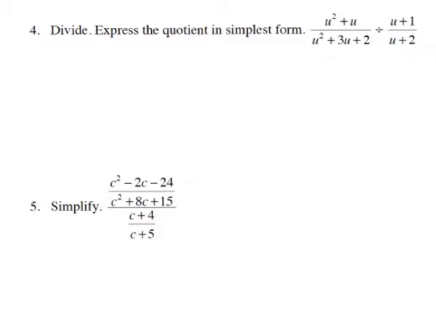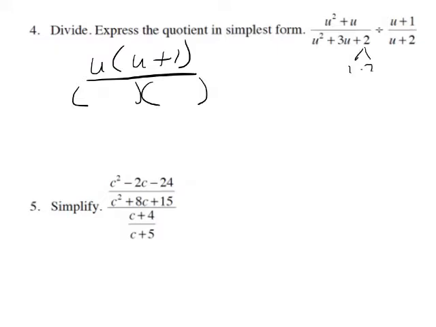Okay, so let's go ahead and factor this out. I'm going to factor out a u, and I'm left with u plus 1 on top. On the bottom, what factors of 2 give this? Well, we said 1 and 2, so it's going to be u plus 1 and u plus 2. Now, I'm going to change this to multiplication, and I'm going to flip the u plus 1 over u plus 2, so it's going to be u plus 2 over u plus 1.